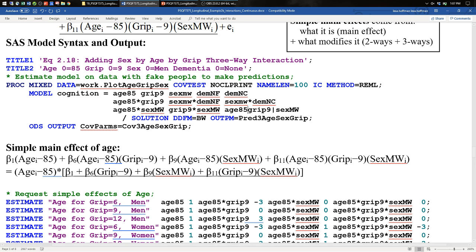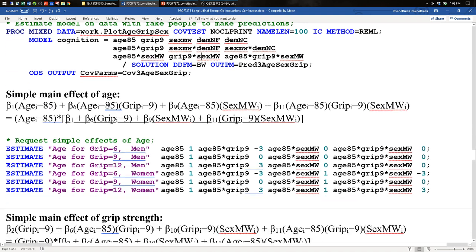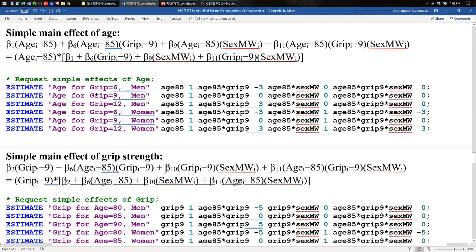Before then, I want them to remember that every time you add this three-way interaction, the model is only correct if you have everything that's underneath it, which is these 3 two-way interactions and the 3 main effects. So just as we did in the PowerPoint, first step here, let's get some simple main effects of age. So how does the model tell us what the effect of age is going to be at varying levels of grip strength and for both genders?